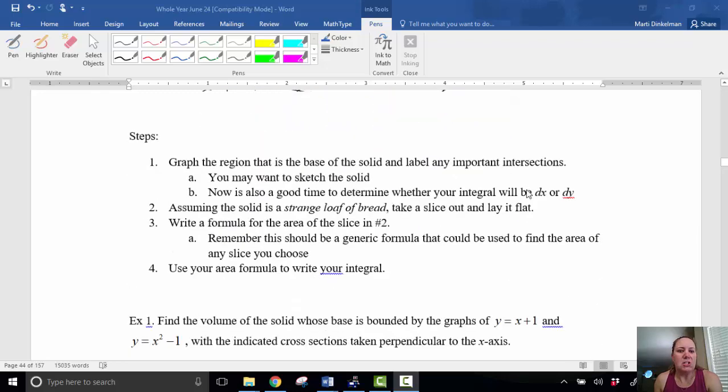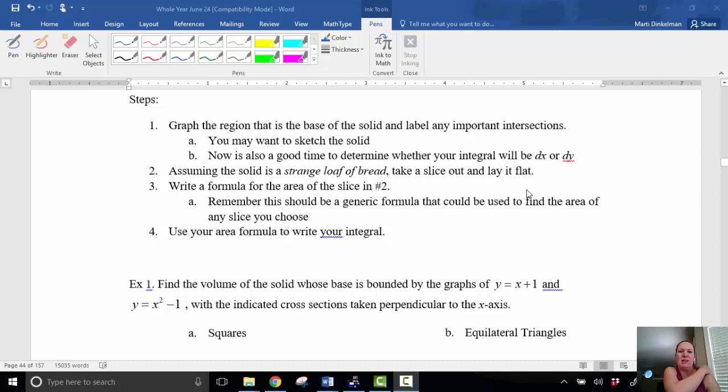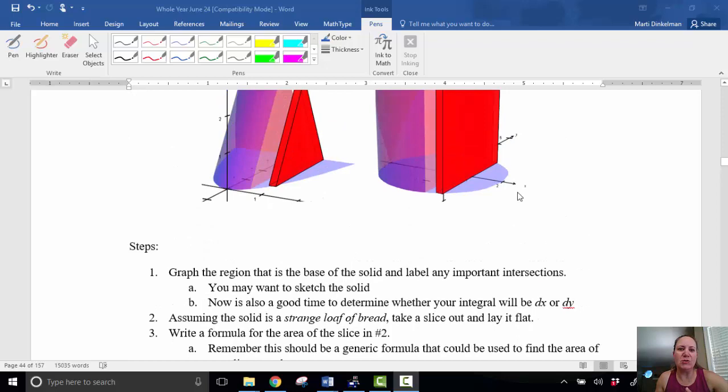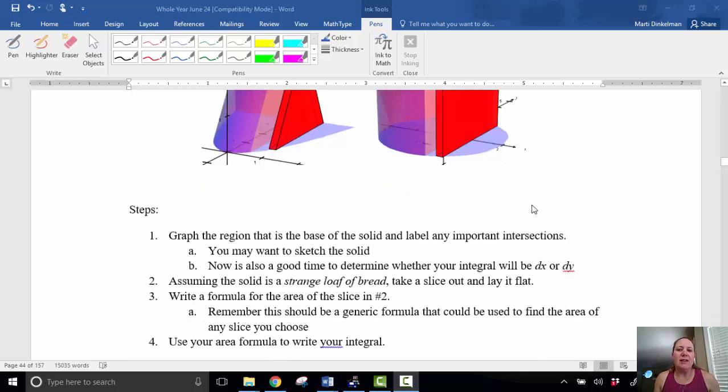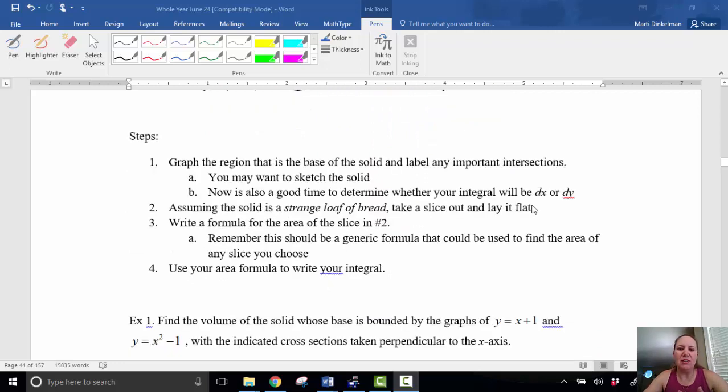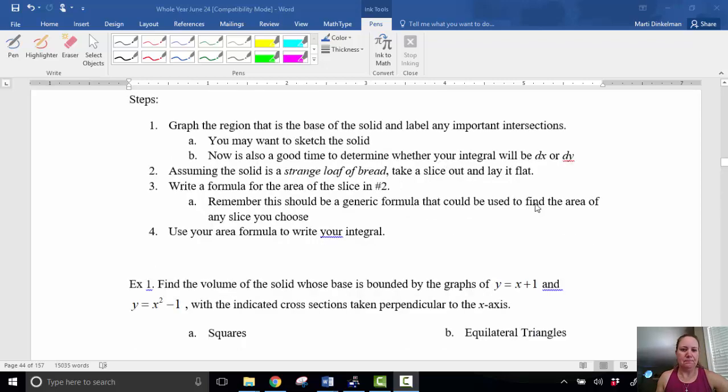So you're going to want to graph the region. That's the base, so you can see it. You may want to try to sketch the solid, or I like to try to sketch what's kind of popping out. Most people look at my drawing and think, I don't know how that helps her, but for some reason it helps me. It helps me also determine if it's going to be a dx or a dy. Then what I like to do is just assume that these are really strange loaves of bread, and we're going to take a slice out, and we're going to lay it flat, and we're going to see if we can find the area of that object. It really needs to be a generic area formula that would find us the area of any slice we had chosen. And then once you have that area formula, you just write the integral down.